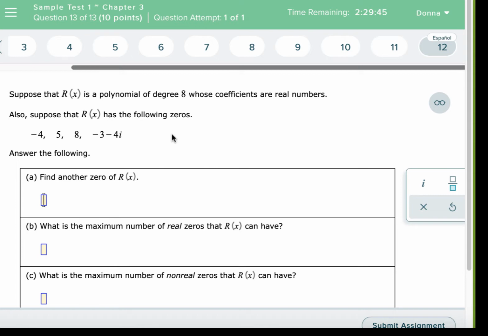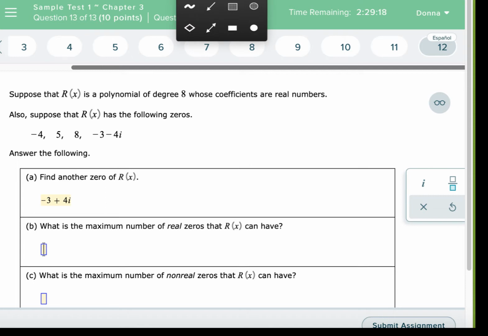All right, perfect. So it says find another zero of r of x. Since this one has a complex root, I'm going to take that one. That's the easier one. So I'm going to find the conjugate of -3 minus 4i. So that'll be -3 plus 4i. And then it says, what's the maximum number of real zeros that it can have? Well, it's degree 8. And if you take away the complex pair, that will leave me with 6.